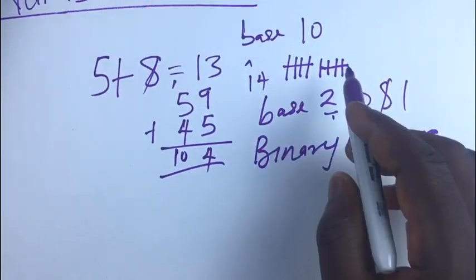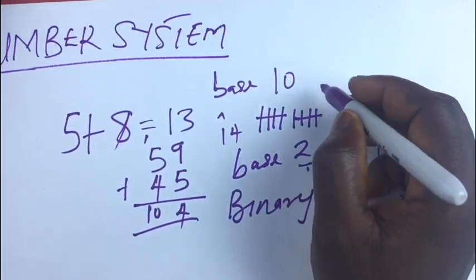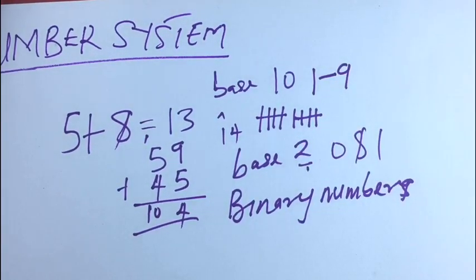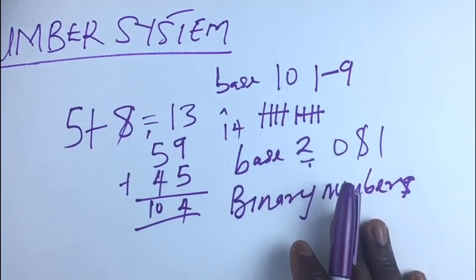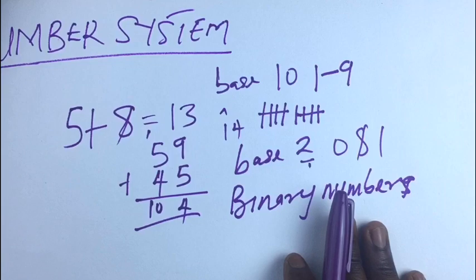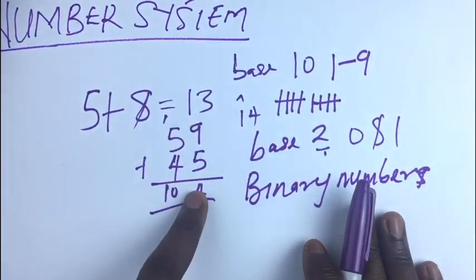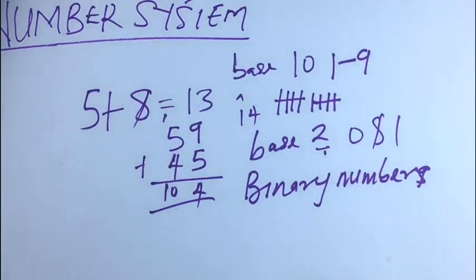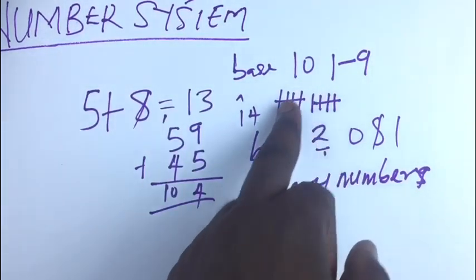So the numbers have to be less than 2. For base 10, we can have from 1 to 9. So those are numbers less than 10. That's 1, 2, 3, 4, 5, 6, 7, 8, 9. Whenever we do any addition, we can just write it down. Alright? So the two major number systems that we'll be working with are numbers base 10 and what?